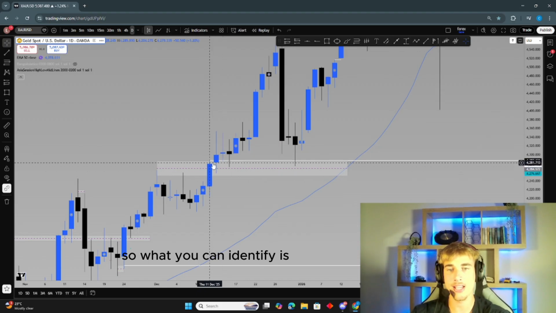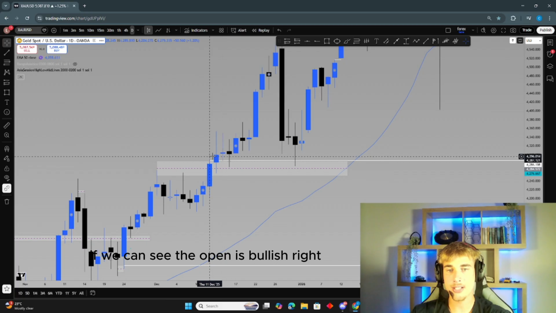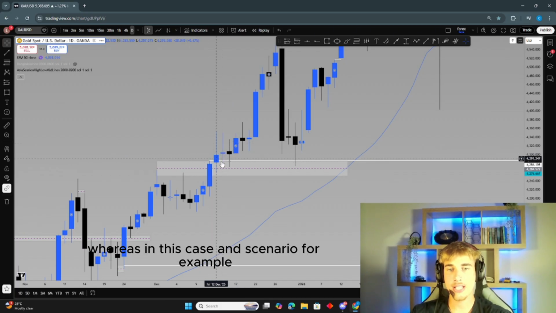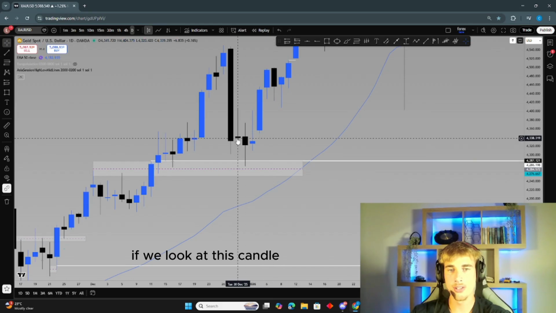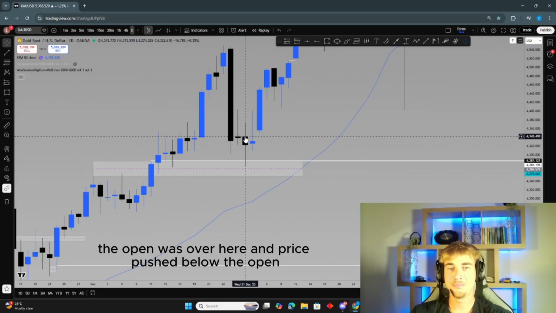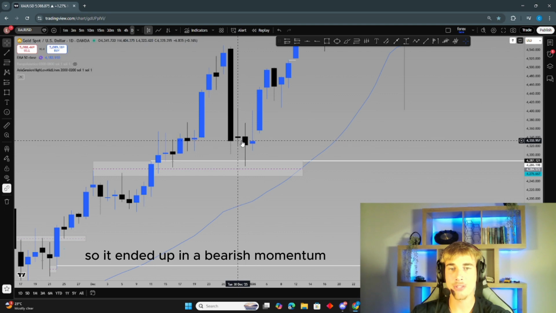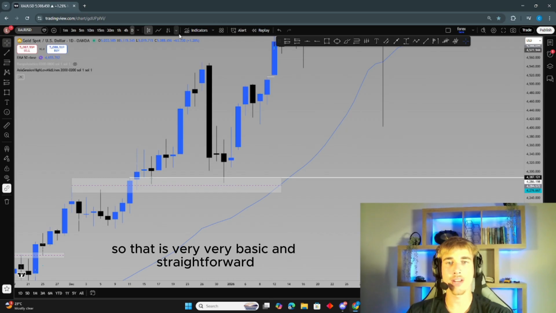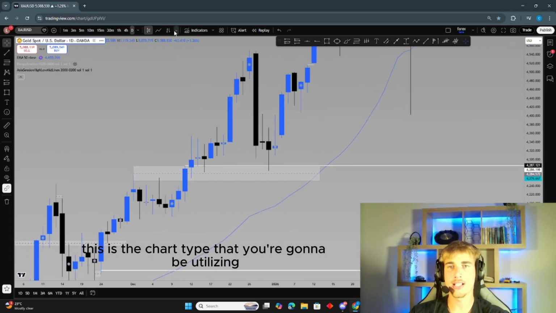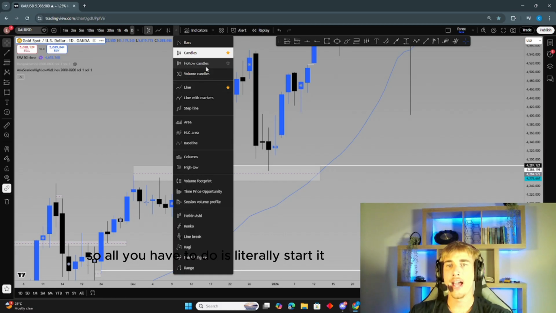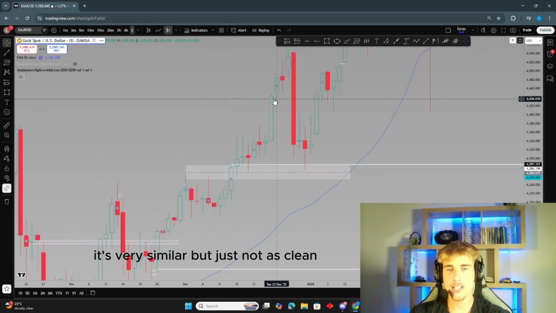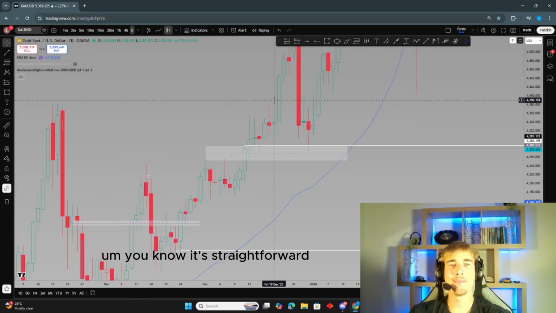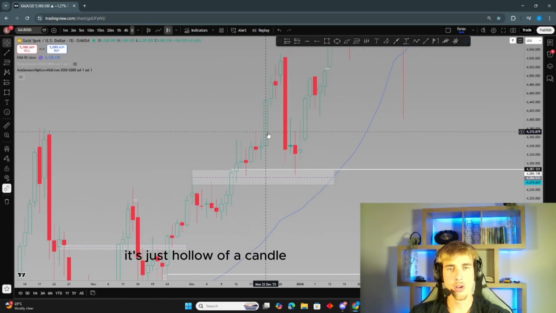So what you can identify is, we can see the open is bullish, right? The close is bullish. Whereas in this scenario, for example, if we look at this candle, the open was over here and price pushed below the open, so it ended up in a bearish momentum, and then obviously price closed at this point here. So that is very, very basic and straightforward. This is the chart type that you're going to be utilizing, so all you have to do is literally star it. Another thing we can look into is hollow candles. It's very similar, but just not as clean. It's straightforward. It's just a hollow candle.